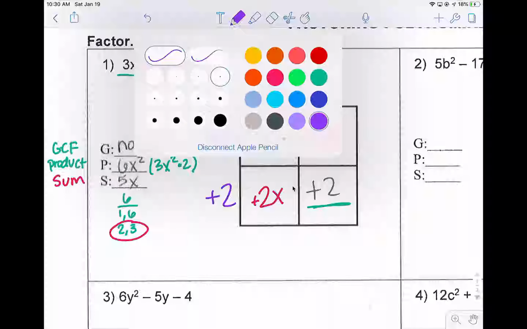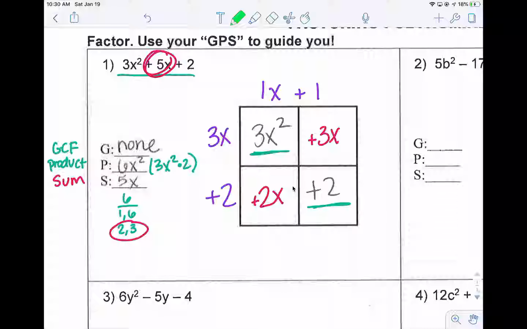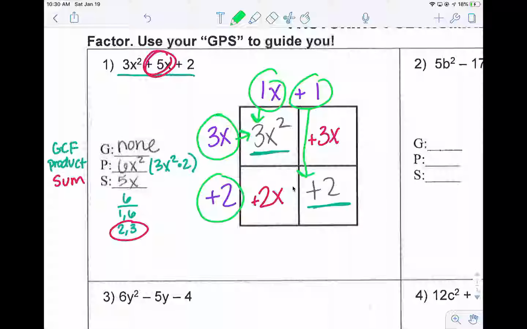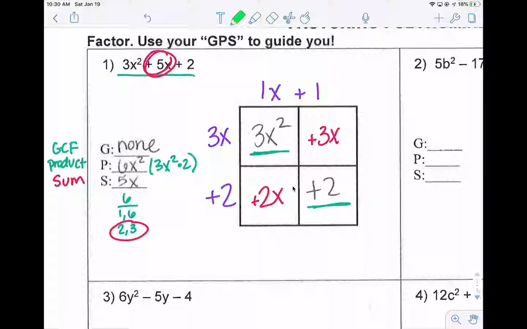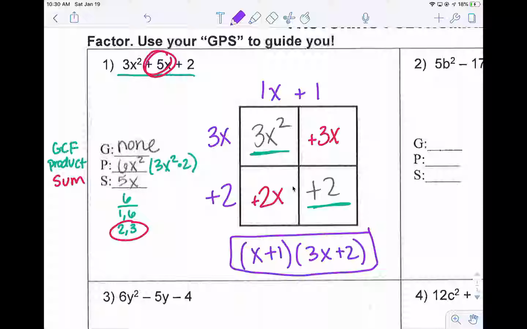So to double check your work, something that you can do very quickly is take this term times this term and make sure it fits in the first box, and this term times this term to make sure it fits in the last box. So if you just check the first and the last boxes, you can do a quick check to make sure you got your factors right. So my factors are x plus 1 and 3x plus 2. And that's what I started with to get the 3x squared plus 5x plus 2 as my final answer.